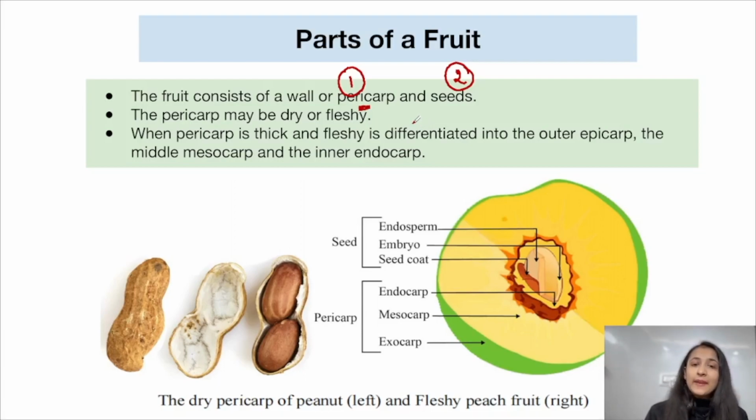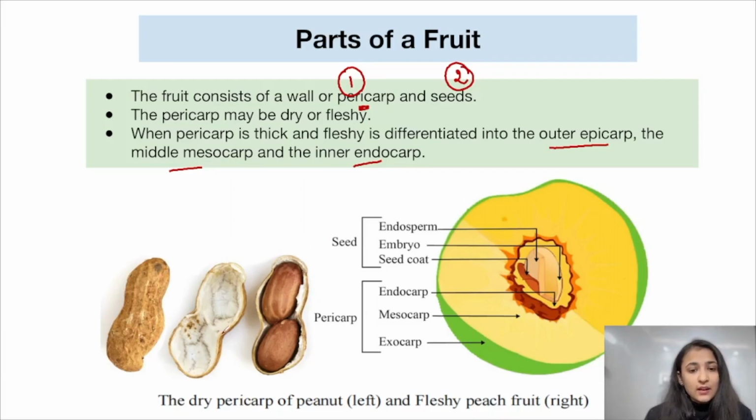Now the pericarp can be dry or fleshy. So all of the portion of the fruit that we consume is the pericarp only, right? And this pericarp can be dry also and it can be fleshy also. When the pericarp is thick and fleshy, it can be differentiated into an outer epicarp, the middle mesocarp, and an inner endocarp. For example, let us look at a dry fruit here.